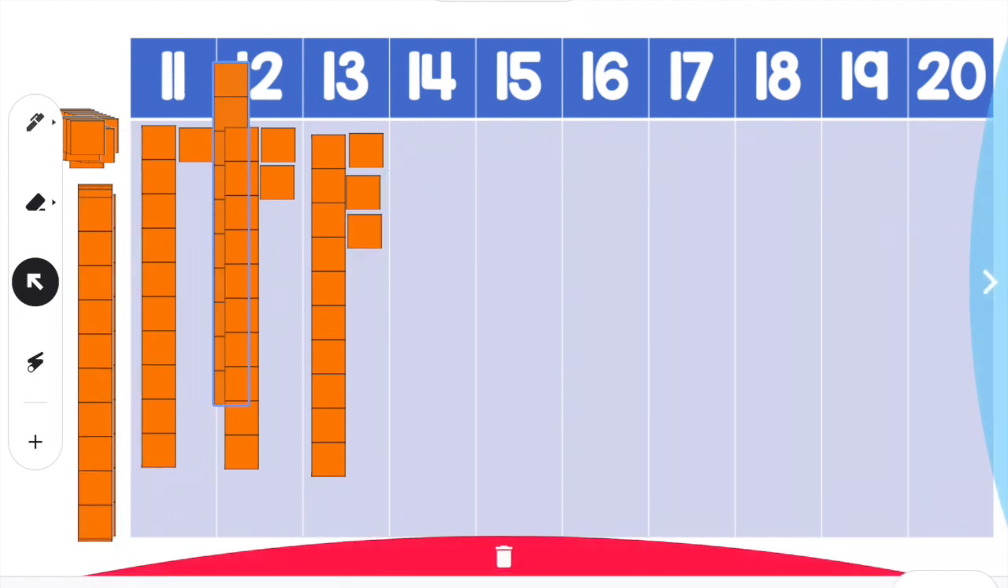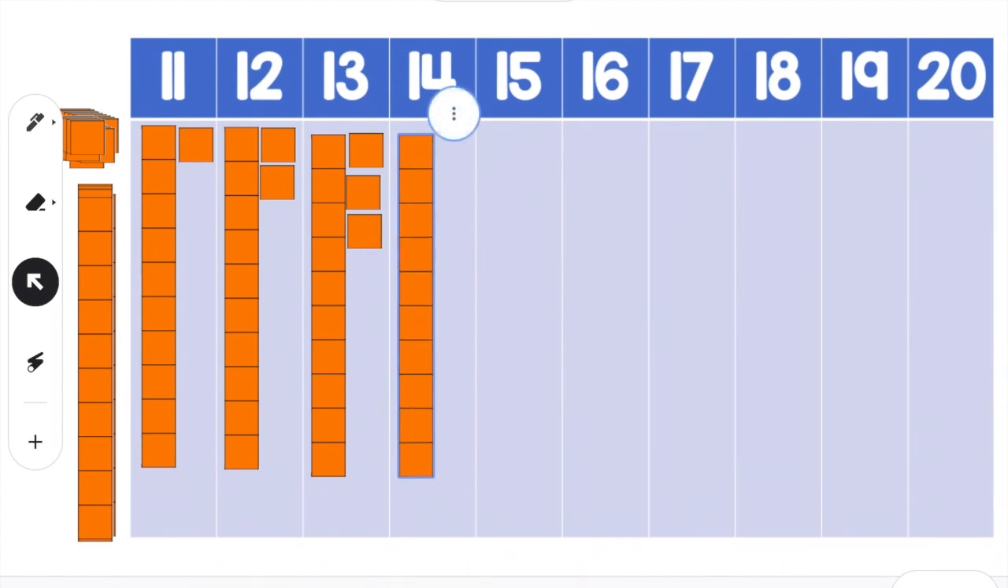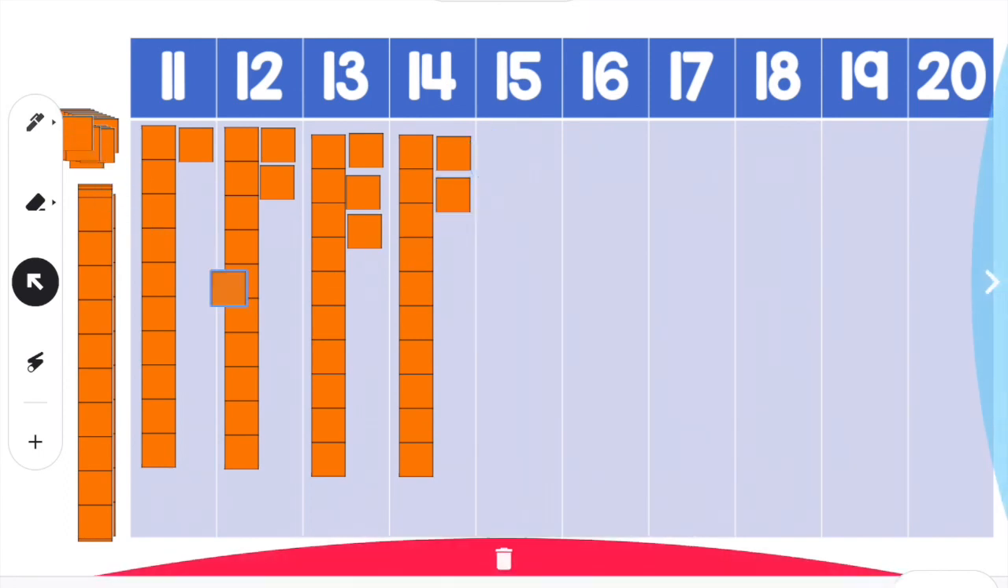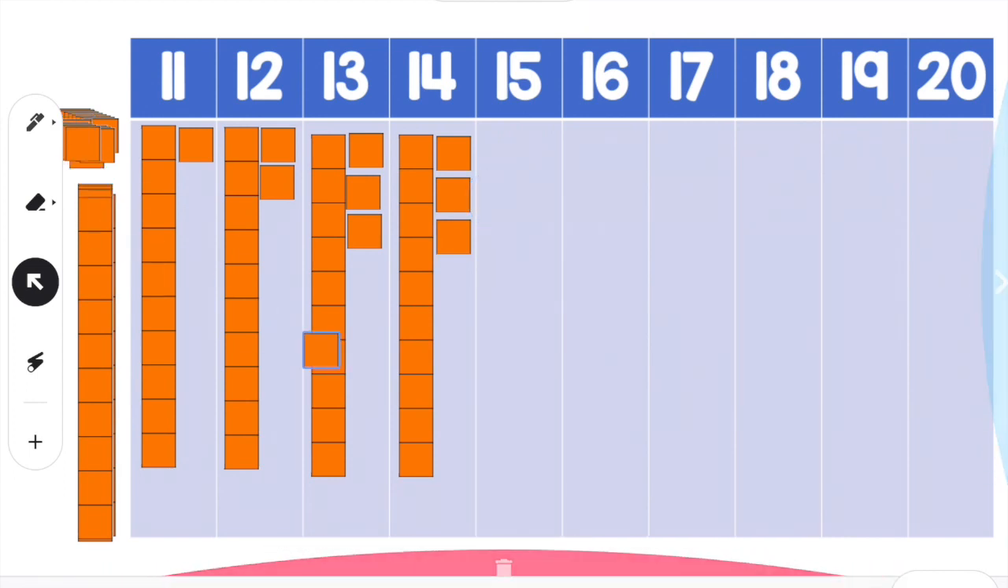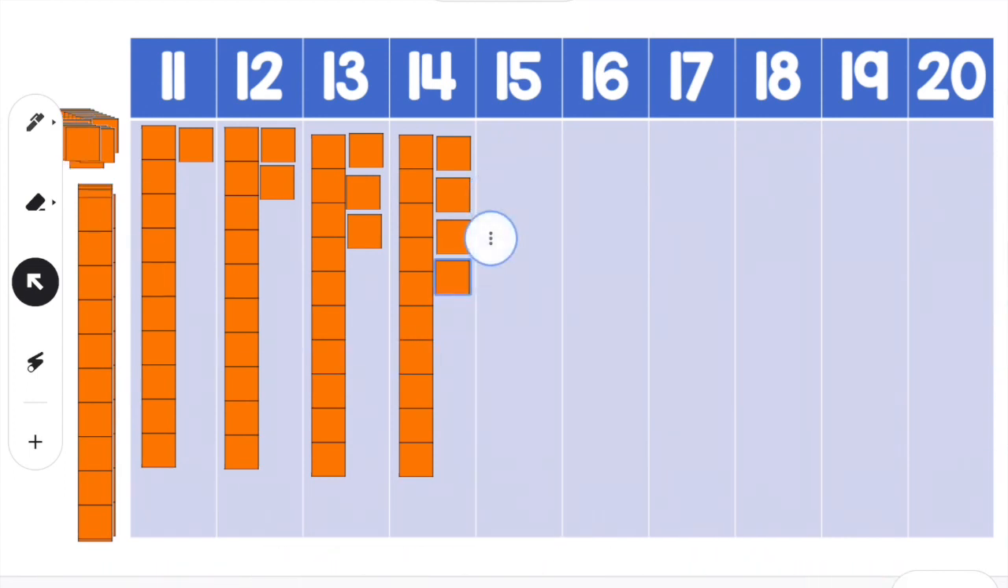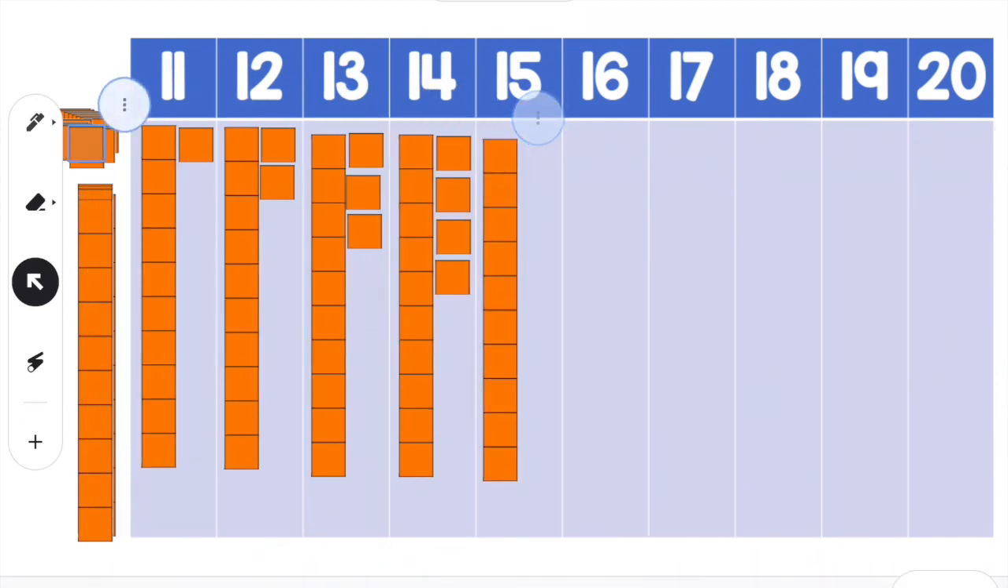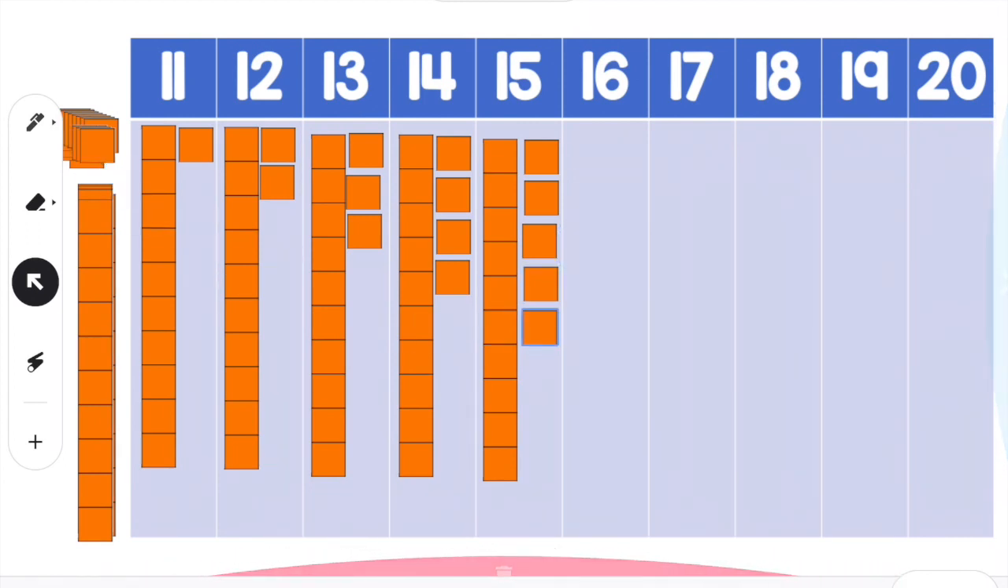Remember, every teen number starts with a 10. So for 14, I'm going to start with 10. Add on some ones. 11, 12, 13, and 14. I trust in my heart that you're counting along with me. Next, let's try 15. Start with that 10. Add some ones. 11, 12, 13, 14, and 15. All right, let's do this next number.